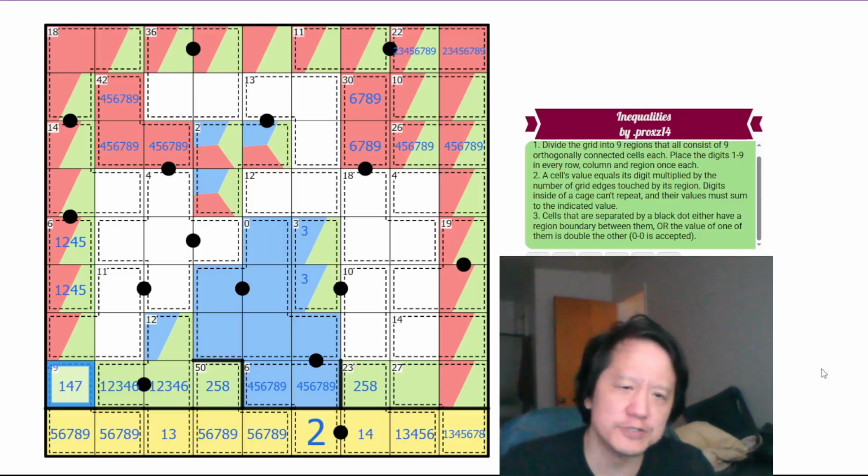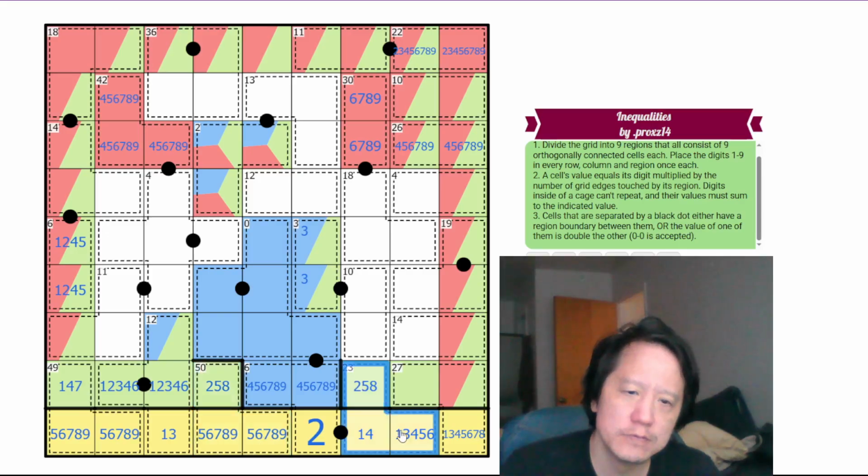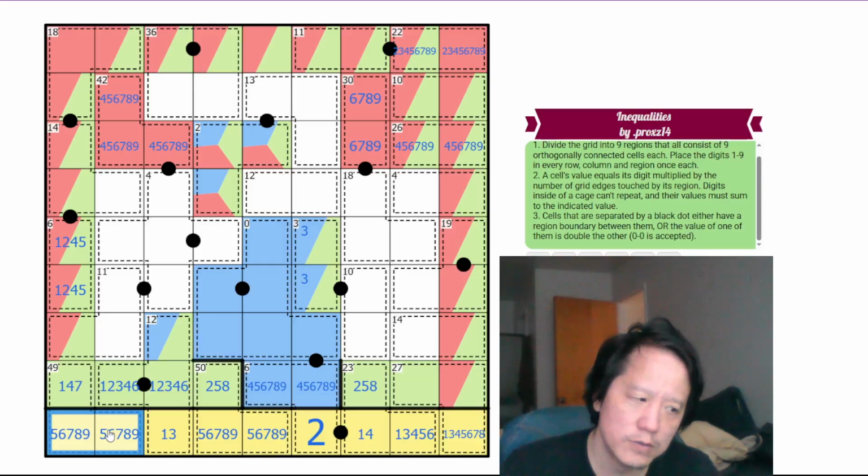Well, this part is interesting. So we know these. Well, we don't know. You could have 14 and 14 here. That's 84. That would mean these add up to 15.